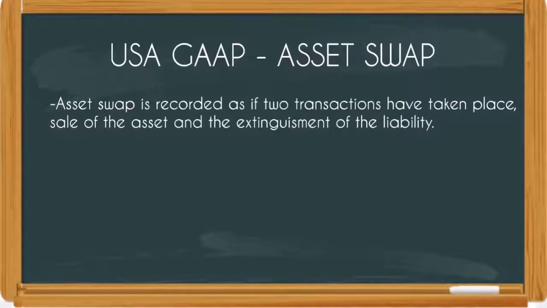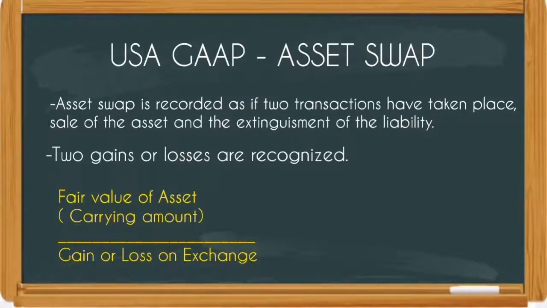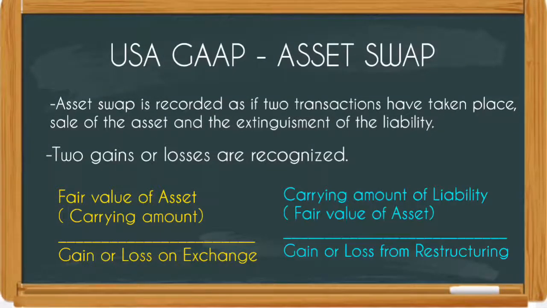Next is the other method used in the asset swap, which is the USA GAAP. Through this, asset swap is recorded as if two transactions have taken place, the sale of the asset and the extinguishment of liability. In this, two gains or losses are recognized. First is the fair value of asset less its carrying amount is equal to the gain or loss on exchange.